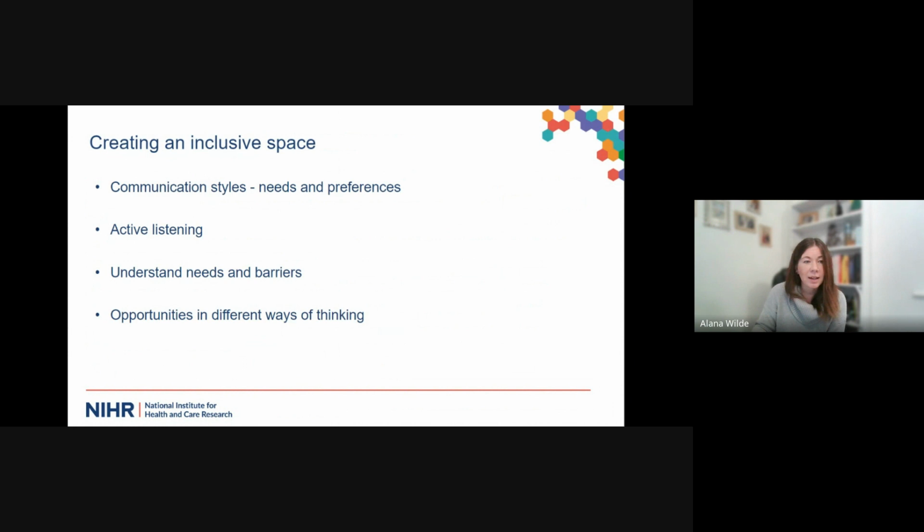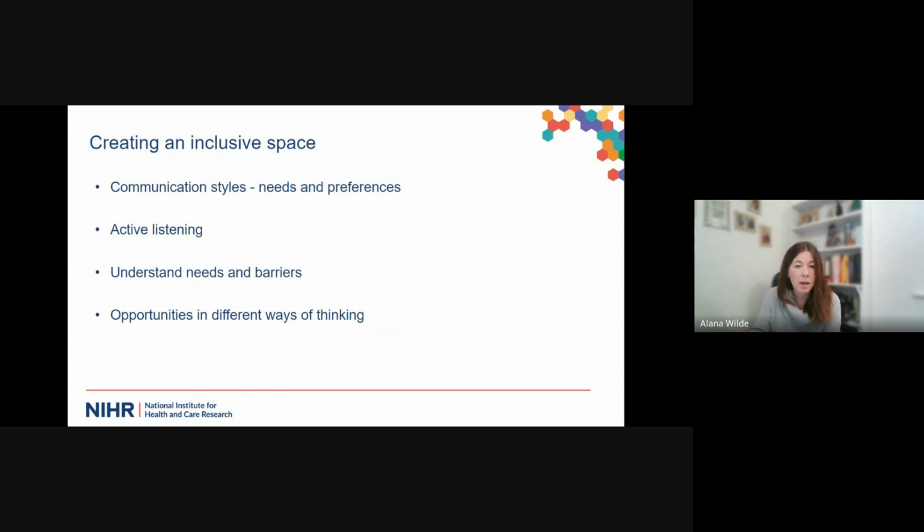And then creating inclusive spaces. So this is the last topic that I'm going to touch on. And here I'm not necessarily talking about physical spaces, although maybe that's one element depending on the relationship or project that you're thinking about. So thinking about working inclusively means taking into consideration what you need, but also what others that you're interacting with need.